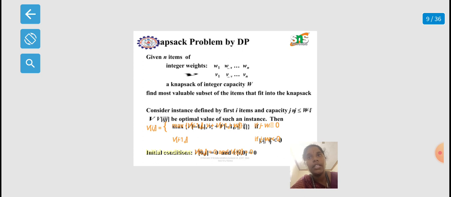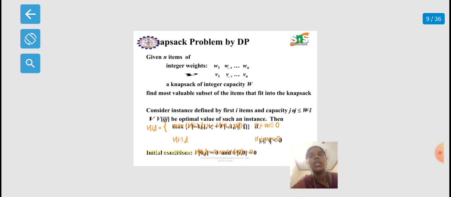It is convenient to define the initial conditions as follows: f of 0 comma j equals 0 for j greater than or equal to 0, and f of i comma 0 equals 0 for i greater than or equal to 0. Our goal is to find f of n comma w, the maximal value of a subset of the n given items that fit into the knapsack of capacity w, and an optimal subset itself.